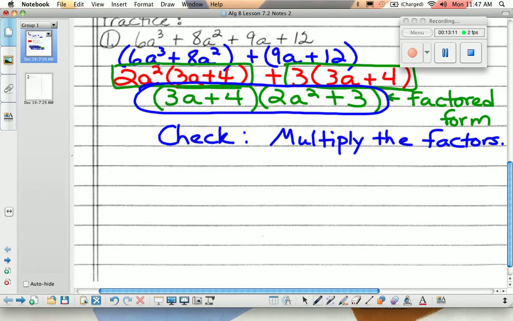Yes, Haley? So is this where we can use the rectangle? This is where you can use the rectangle, or because it's a binomial times a binomial, what's another method? FOIL. We use FOIL on this one. So go ahead, you can use the rectangle method or the FOIL method.